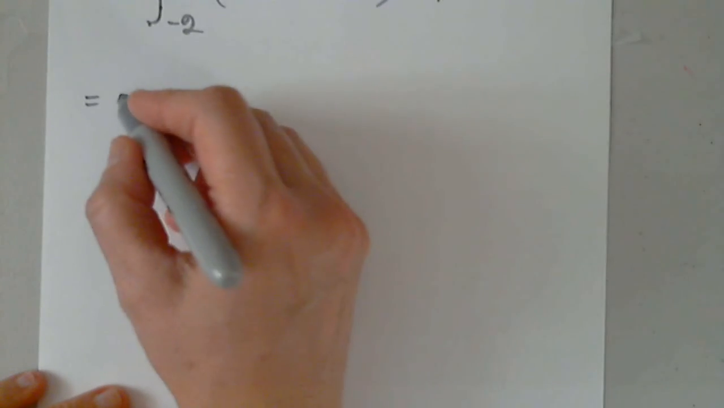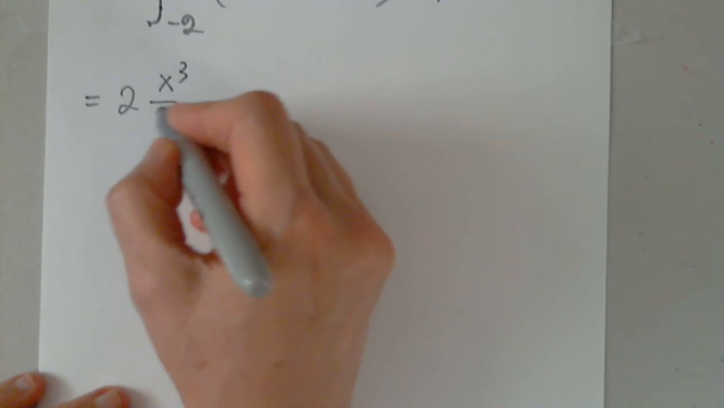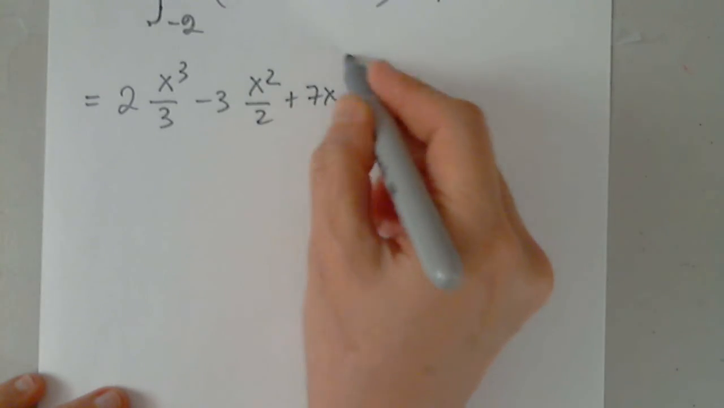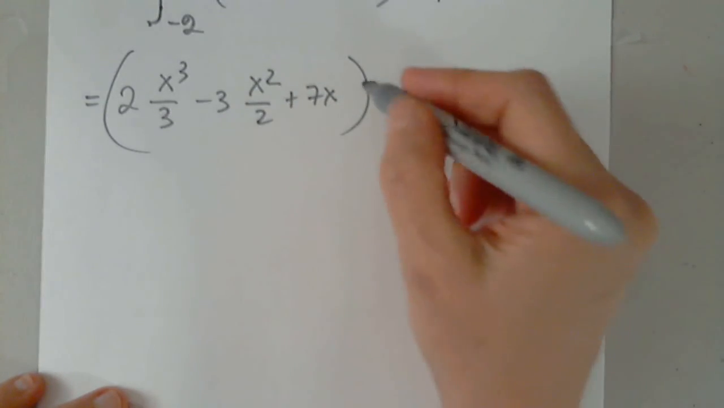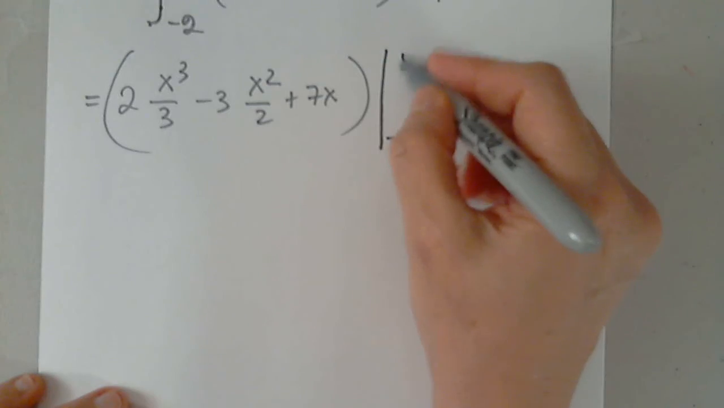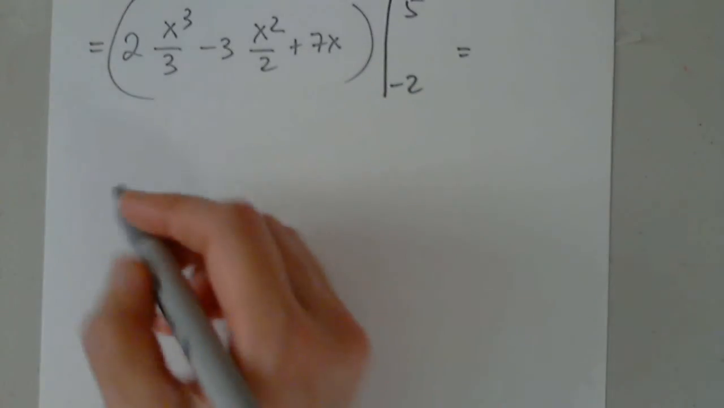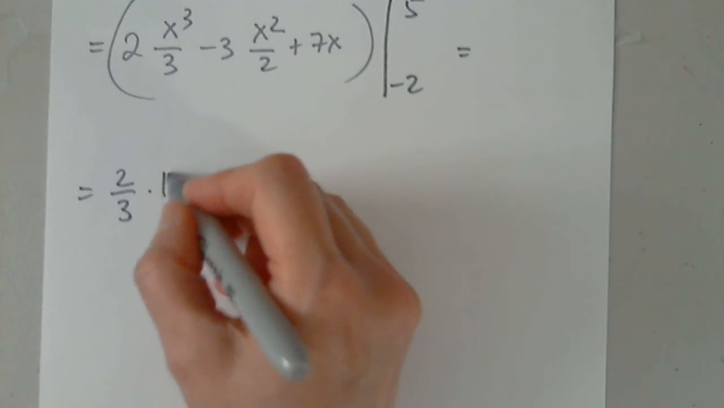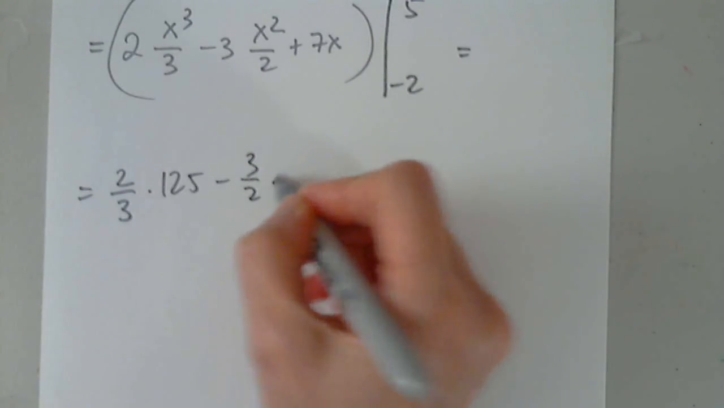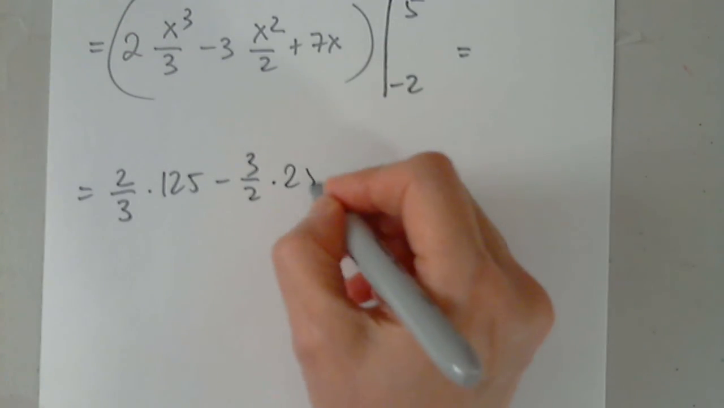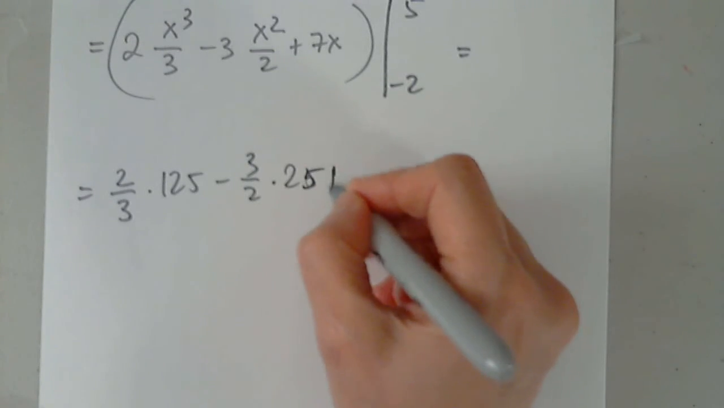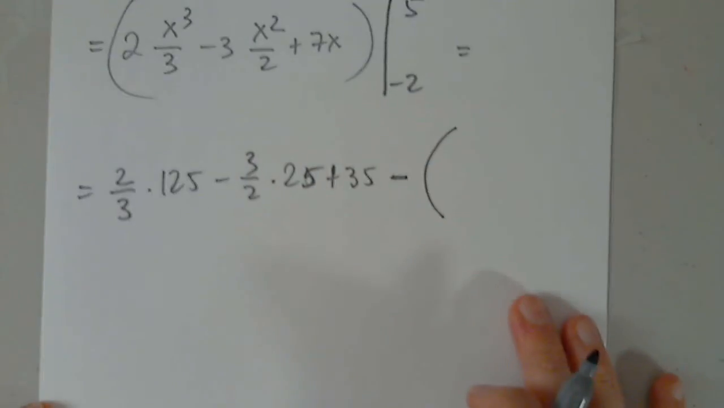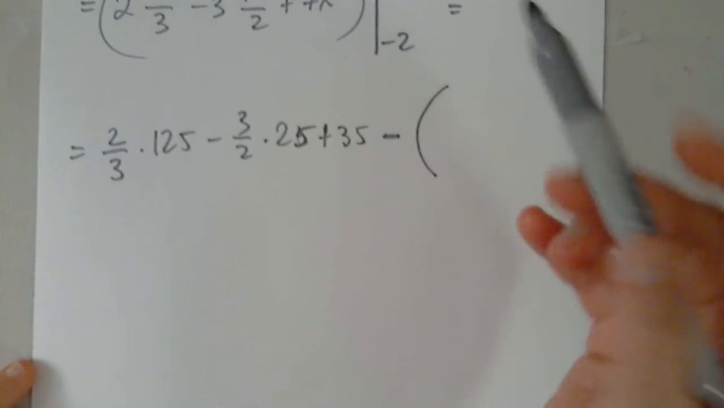The most general antiderivative is 2x to the third over 3 minus 3x squared over 2 plus 7x. There's nothing I can simplify. It's an ugly situation. I will plug in 5. So 2/3 times 5 to the third, 125, minus 3/2 times 5 squared, which is 25, plus 35, minus, I don't want to forget to distribute a negative sign.